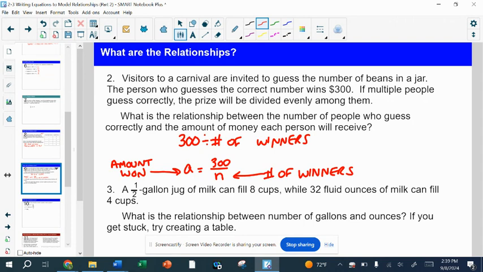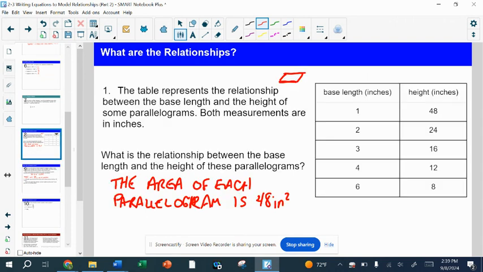All right, I didn't write an equation on that first one, but we certainly could go back and take a look at that one. The area for each of these is going to be base times height. And because all of these were 48, instead of having an A right here, I could say that this is going to be 48 equals base times height.